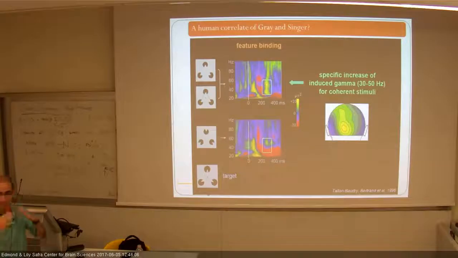Whenever you have a binding or you create a coherent object, you get an increase in the power of gamma around 300 milliseconds after the occurrence of the object, and then you can plot where exactly on the scalp you see this effect, and you see that it's over occipital parietal scalp. Okay? So don't take it as a fact, because as I said, this turned out to be an artifact later, but it still is a good example of how this is done and should be done, except for the fact that it's an artifact.